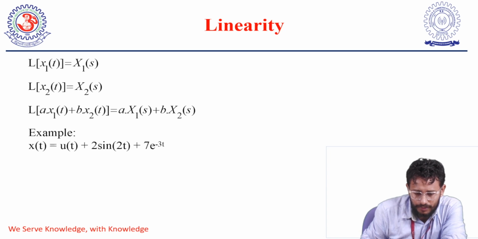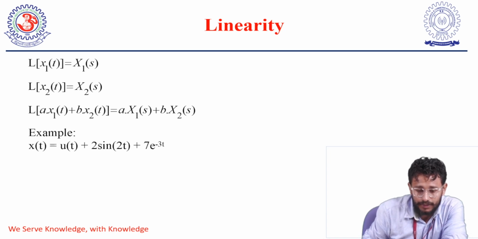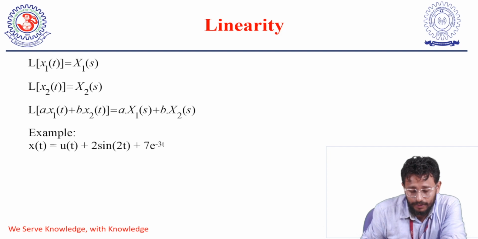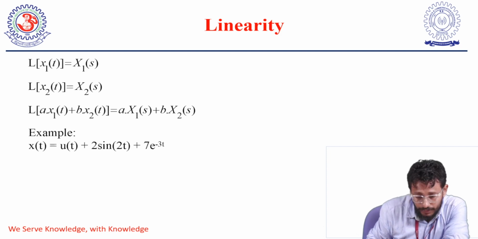The resultant Laplace transform of this particular function will be a sum of the Laplace transforms of these separate units, wherein the second function that you see over here is a product of a certain constant term and sine 2t. What we would expect is the Laplace transform of sine 2t would be multiplied with this constant factor that is given here. This is what is being expressed by the linearity property. So let's have a look.